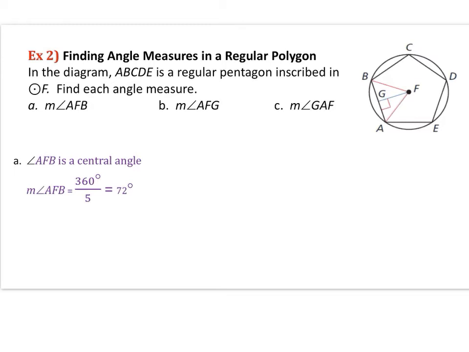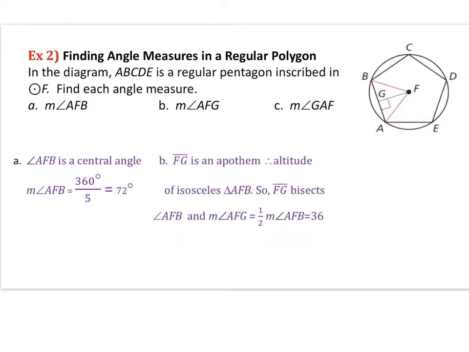Next, we want the measure of angle AFG. All right, we see that segment FG is the apothem, therefore the altitude, of isosceles triangle AFB. So that makes FG bisect angle AFB. So if we take the measure of angle AFG, it's going to equal half of AFB, therefore 36 degrees. So if we take this little small angle right here, it's going to be 36 degrees.